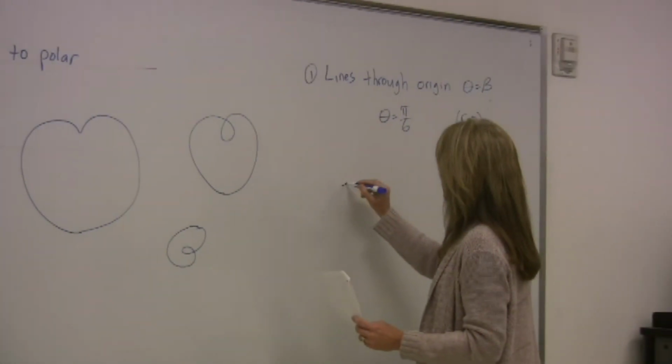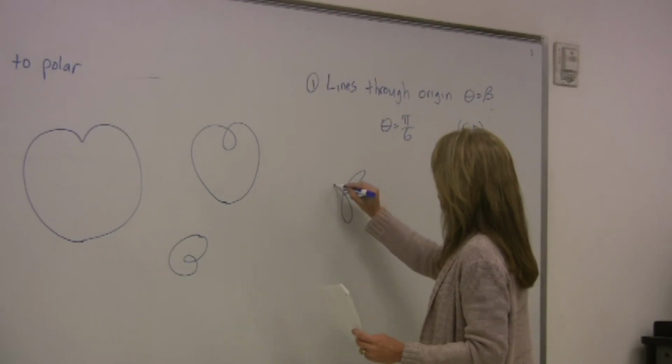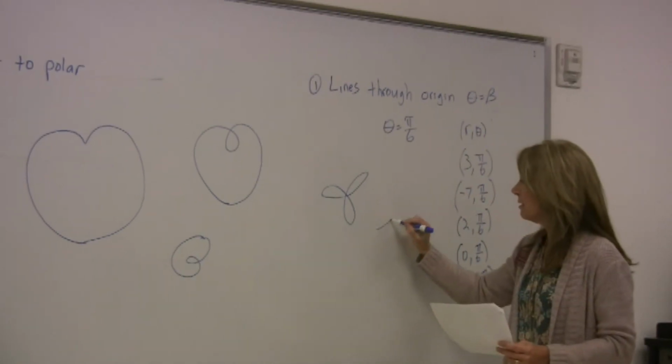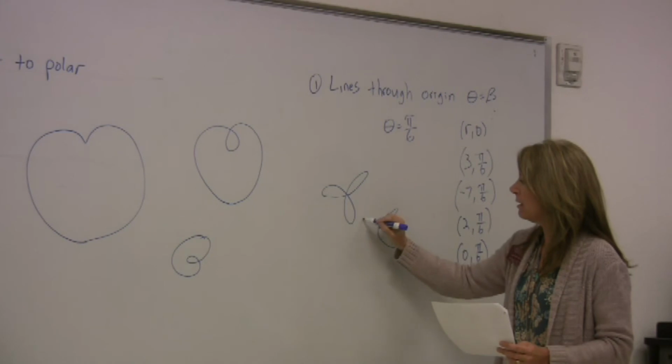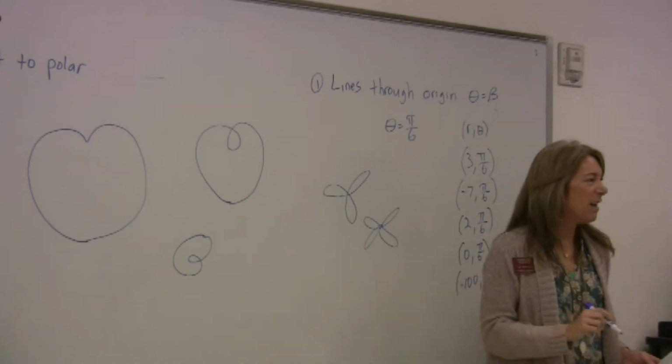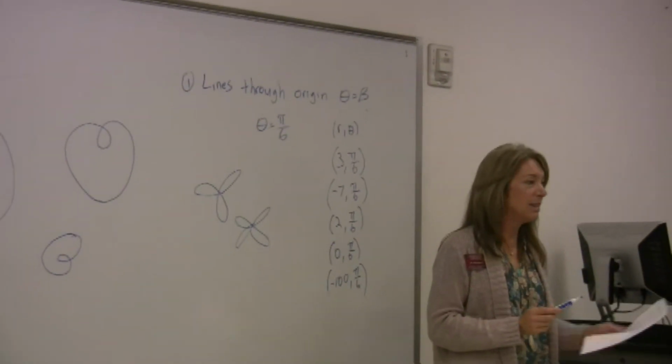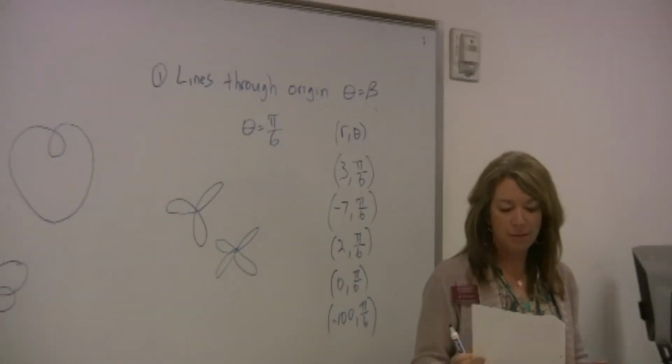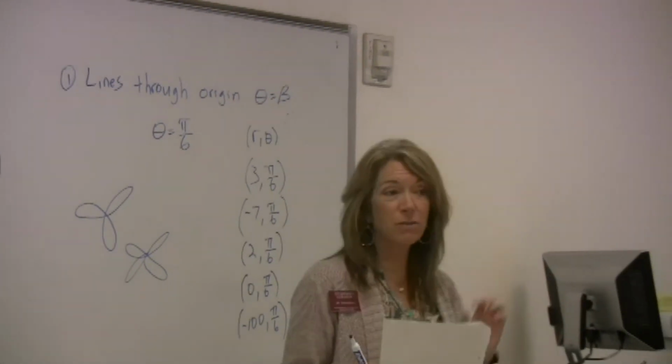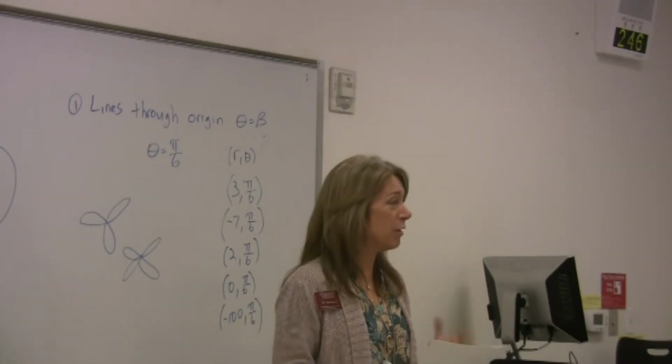Roses can have any number of petals. They can have 3 petals. They can have 4 petals, right? 5, 6, 8, whatever. 16, whatever. And we'll see those as we start going. So these are the kind of things that we're going to be graphing with polar coordinates.